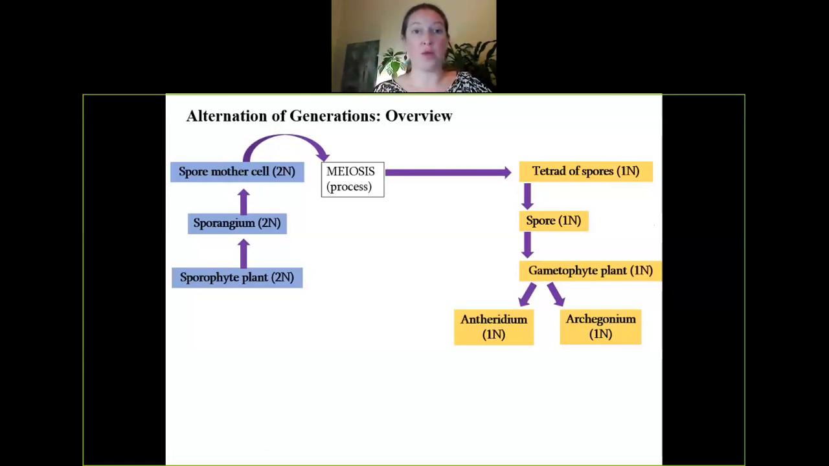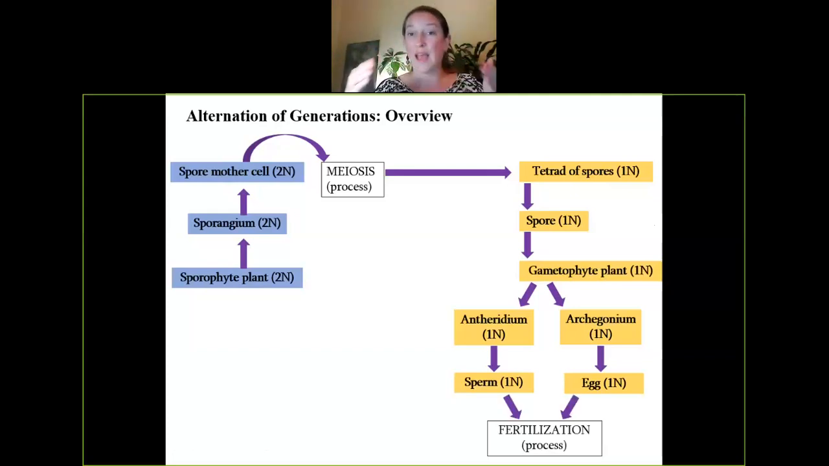Notice the color change. We were in diploid, which is blue. Now, since meiosis occurred, we are in haploid, 1N. So there you go. Antheridium makes sperm, which is 1N. Archegonium makes egg, which is also 1N.